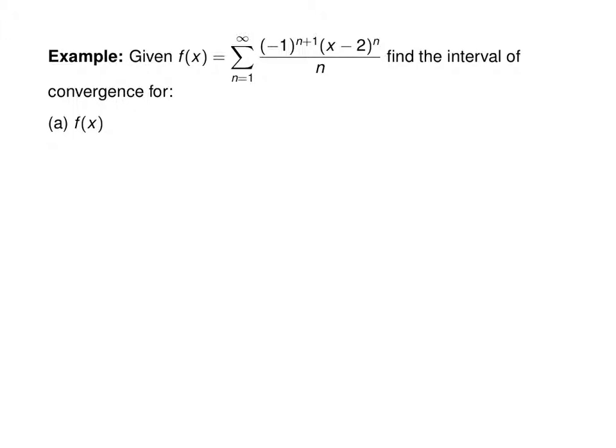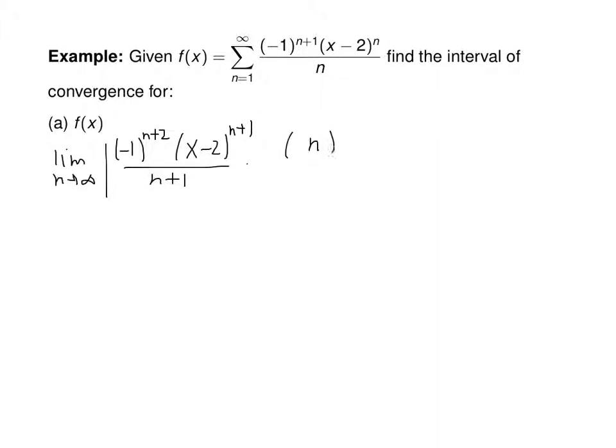Let's do one more example where we do a few derivatives and an integral. So given this function f of x, find the interval of convergence for the original function. So we'll find the limit as n goes to infinity of negative 1 to the n plus 2, x minus 2 to the n plus 1, all over n plus 1, multiplied by n over negative 1 to the n plus 1, x minus 2 to the n.